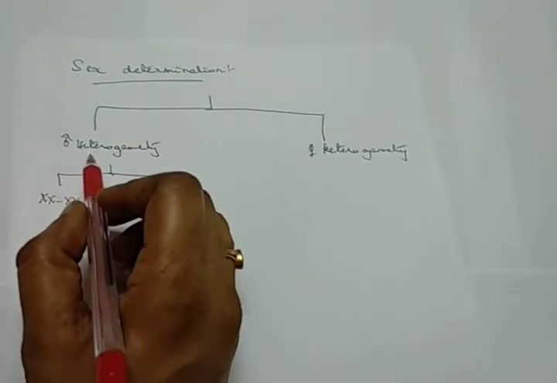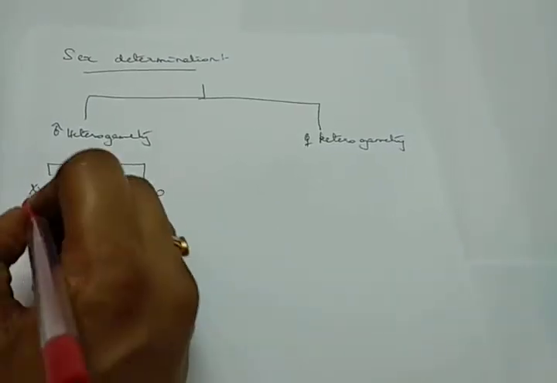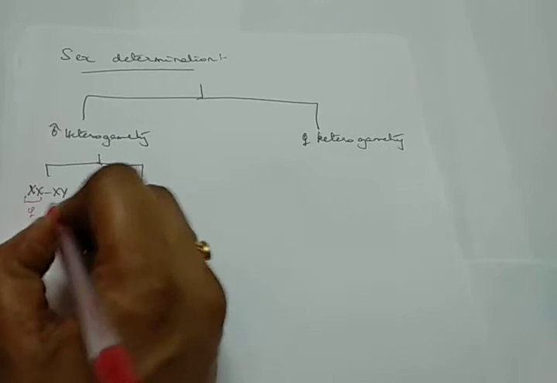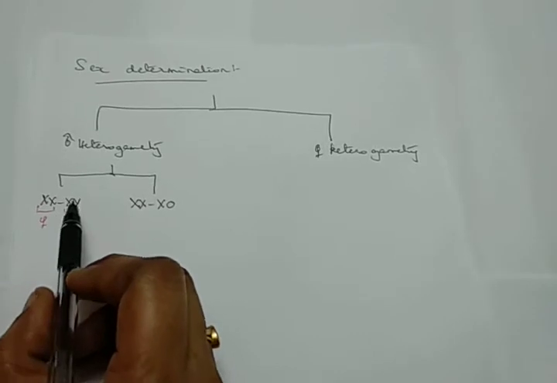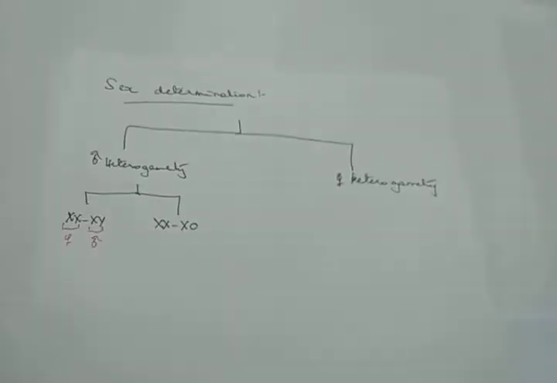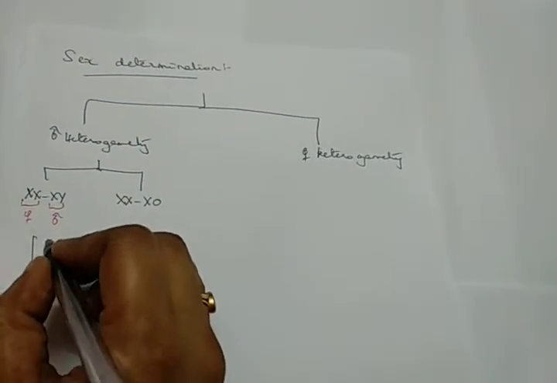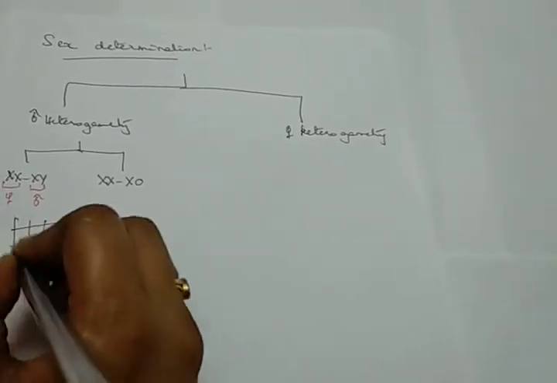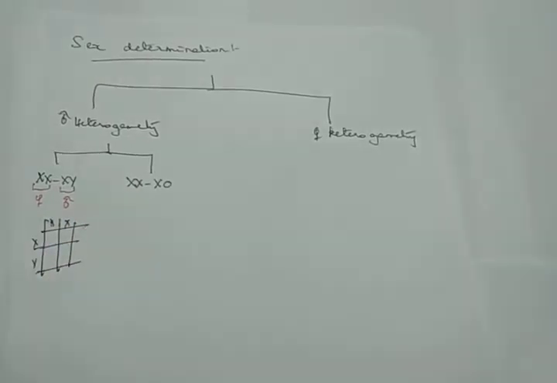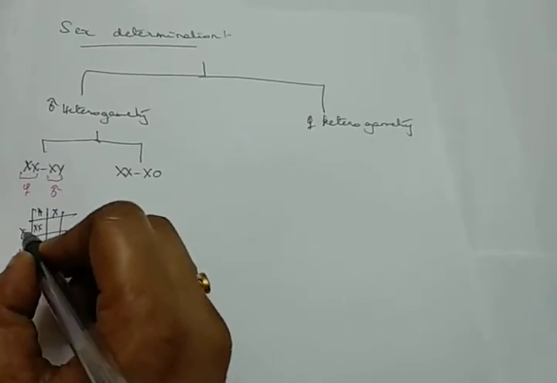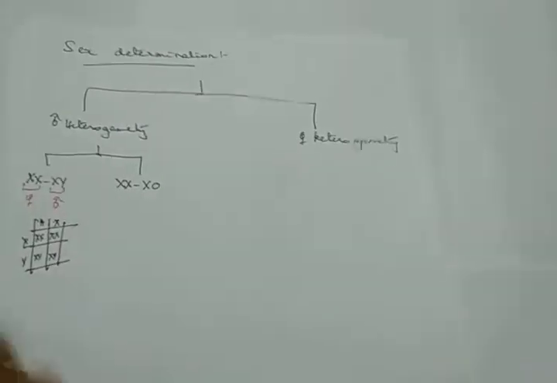So in case of the male heterogamety, the males are the ones which are going to have two different types of gametes. So this is going to represent a female and this is your male. The males are the ones which give the heterogamety in the offspring. When you have a Punnett square, this is with your X and X and this is with your X and Y. When you cross, this will be XX, this will be XX, this will be XY and this will be XY.